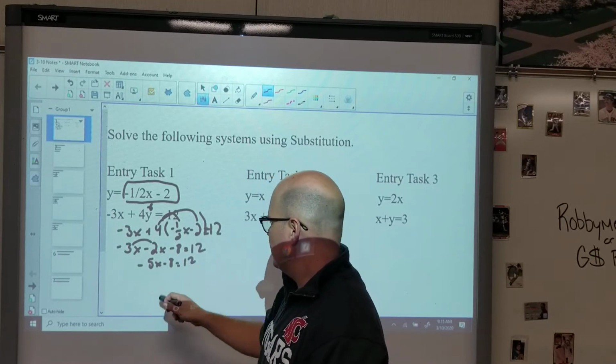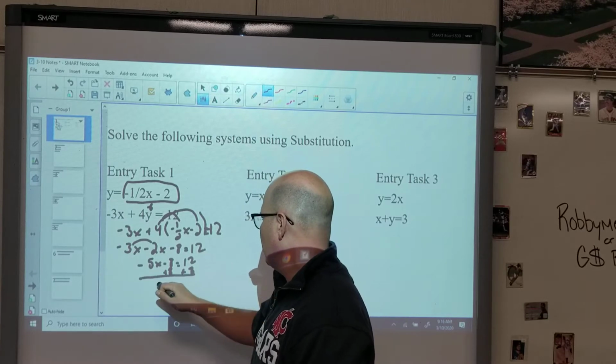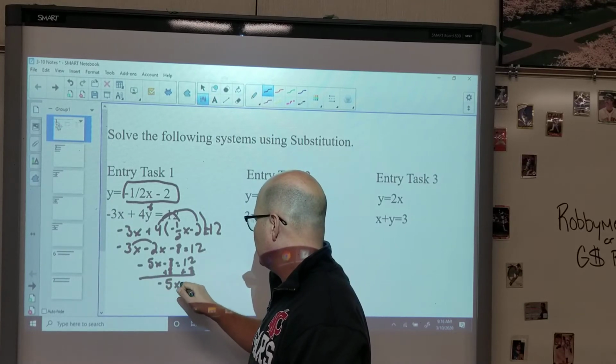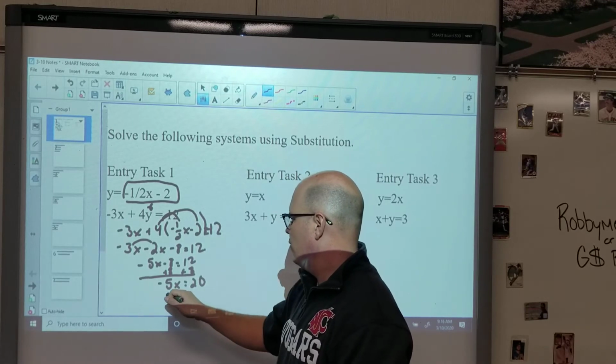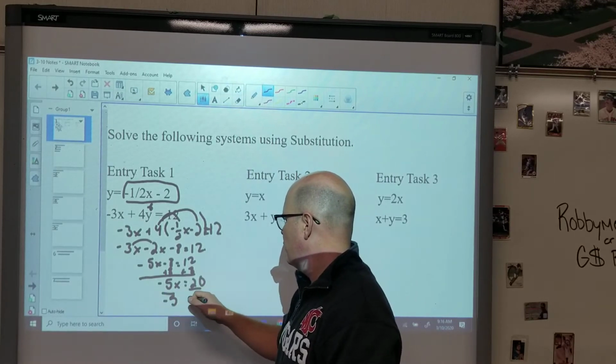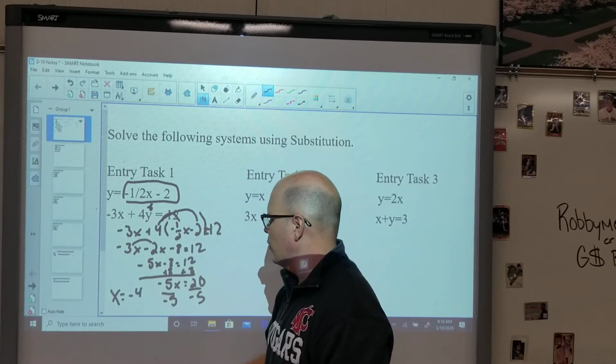I'm going to isolate my x, so I'm going to add the opposite here. Now I have negative 5x equals 12 plus 8 is 20. Then I'm going to divide both sides by negative 5. And I get x equals negative 4.